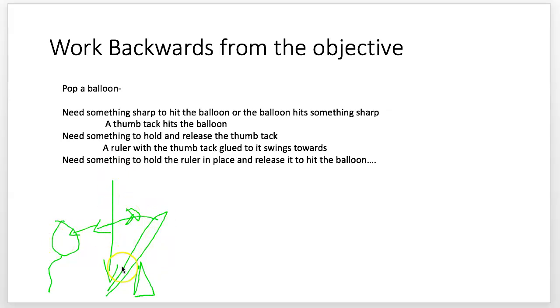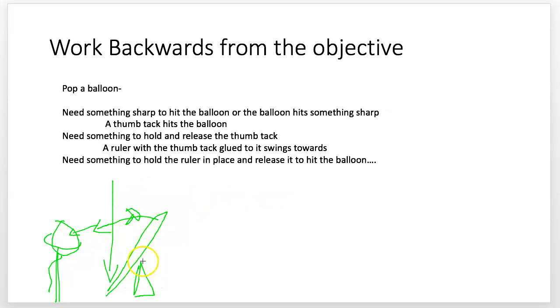Okay? So what's going to fall on this lever to make it hit the balloon? Oh, and also something has to hold the balloon, right? So this is the kind of basic sketch I want you to think about doing. So I'm going to have a ruler with a thumbtack glued to it swing towards the balloon. And then I need something to hold the ruler in place. There's that. And then I need something to release it to hit the balloon.